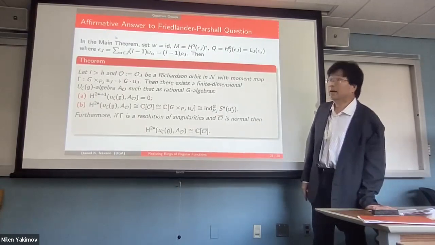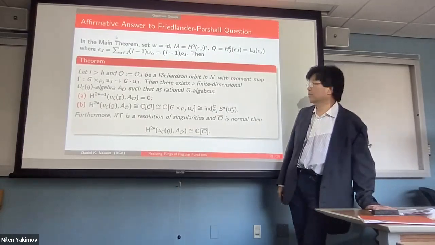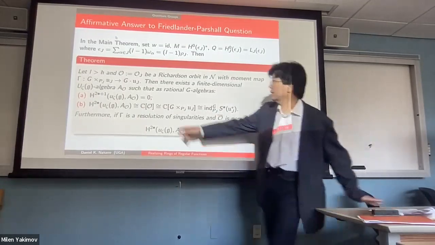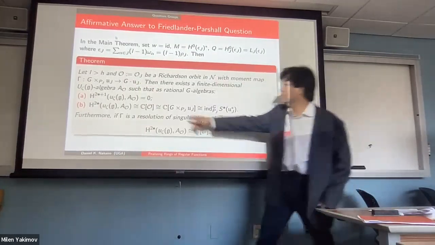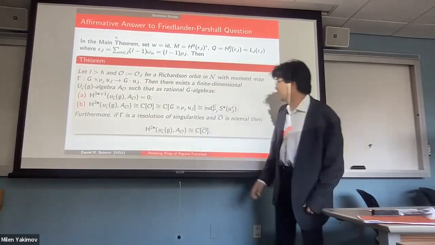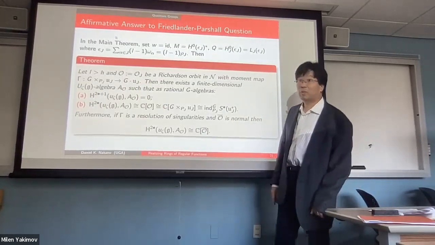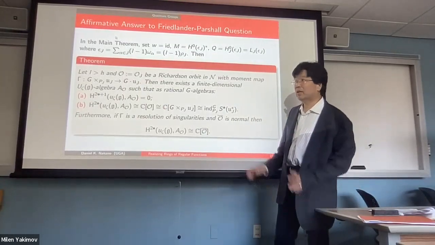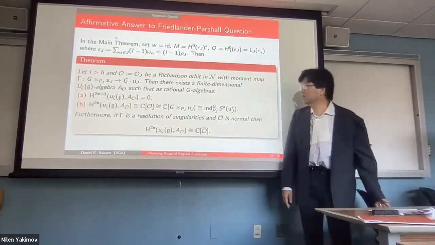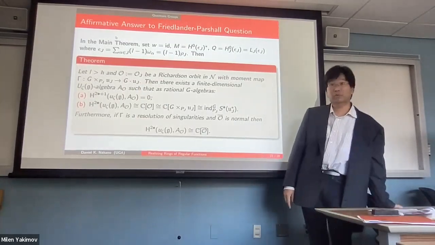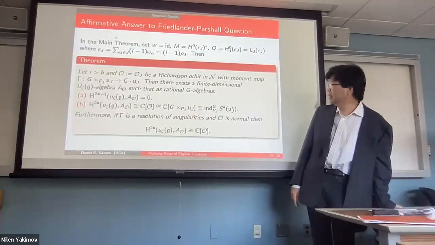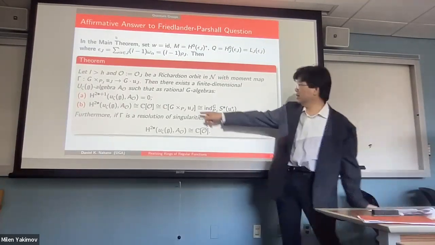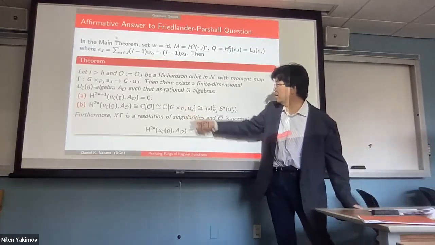Now, if you have the additional conditions involving a resolution of singularities over here, and the normality of this orbit closure, then you can actually answer the Friedlander partial question. But you need the geometric conditions to actually answer their question fully. But at least you can say that it's going to be the coordinate algebra on this orbit space.